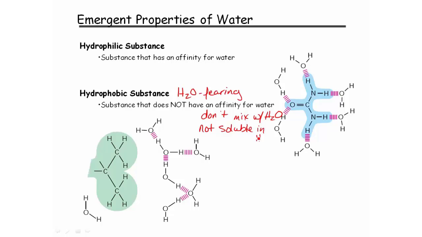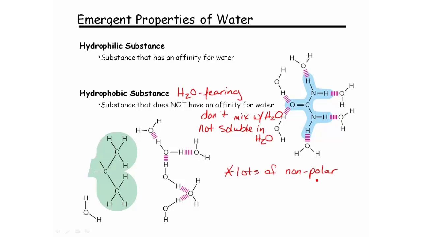So little or no affinity for water would be another way to say it. Basically, if you think about oil, you can add oil to water, but it does not want to mix with that water. That is a good example of a hydrophobic substance. What makes hydrophobic substances hydrophobic is that they have lots of non-polar covalent bonds.